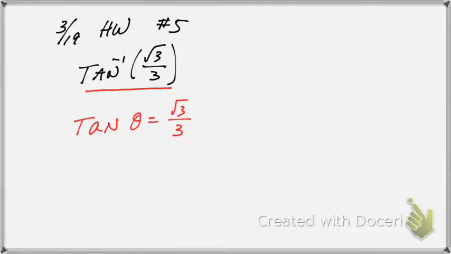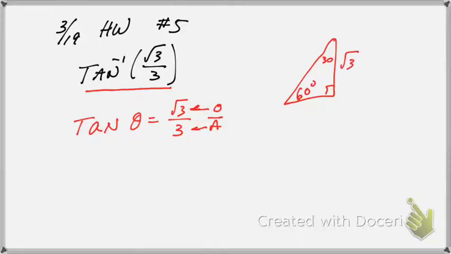Well, remember, tangent is opposite over adjacent, so you should be thinking, what triangle could I be using to get a square root of 3 over 3? Well, it'd have to be a 30, 60, 90 triangle because it's got the square root of 3 in it. Let me draw a decent one here. And we would have to be using either the 30 or the 60 whenever we do opposite over adjacent. We could be at either one.